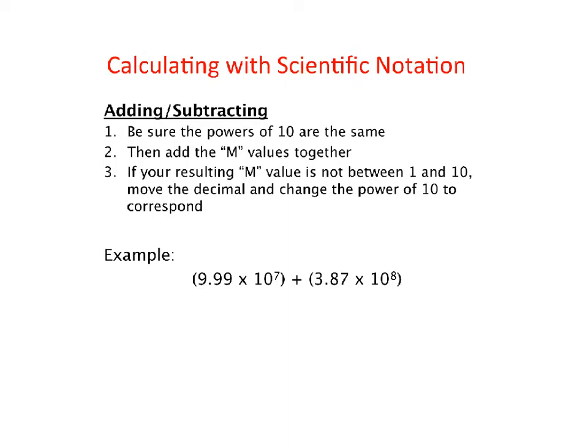If your resulting m value is not between 1 and 10, you're going to have to move the decimal and change the power of 10 to correspond. Because remember, scientific notation always has the base number as a number between 1 and 10. So let's take a look at an example.